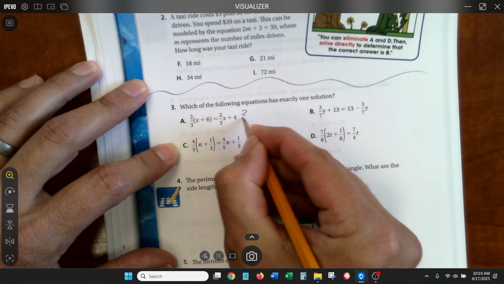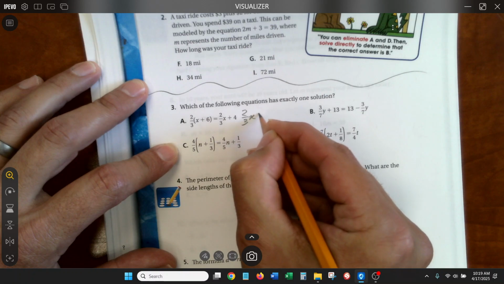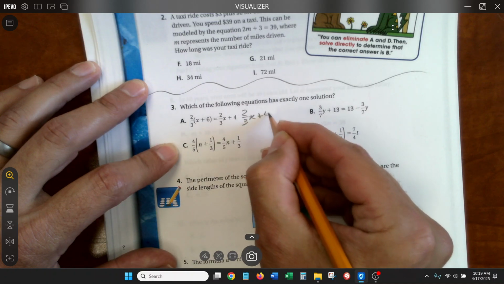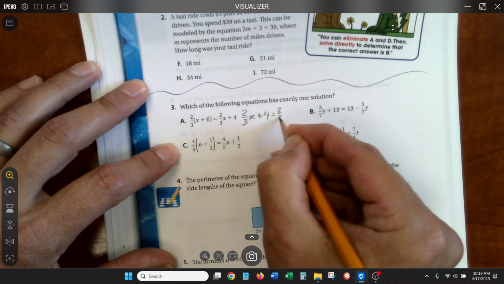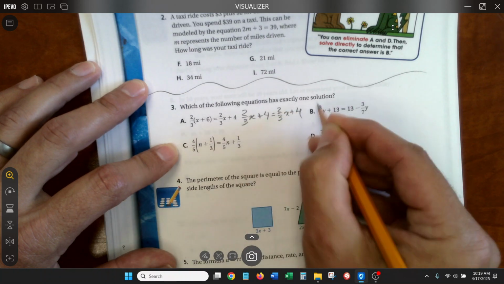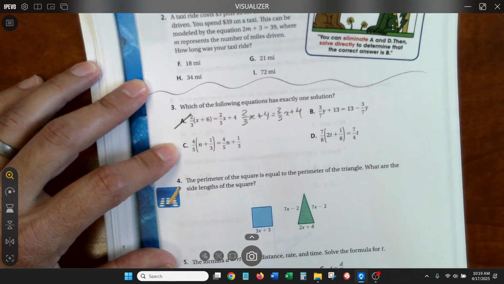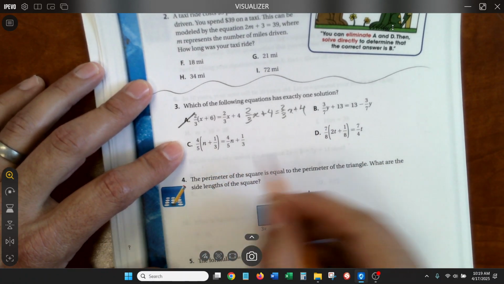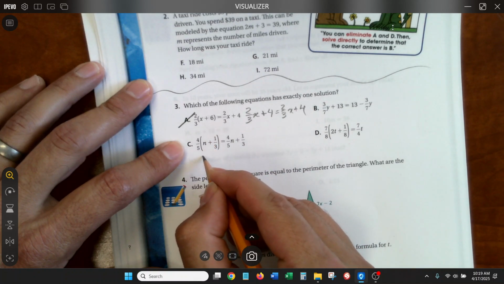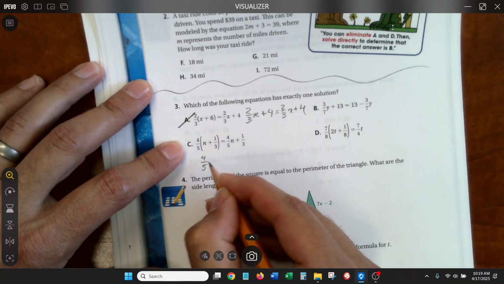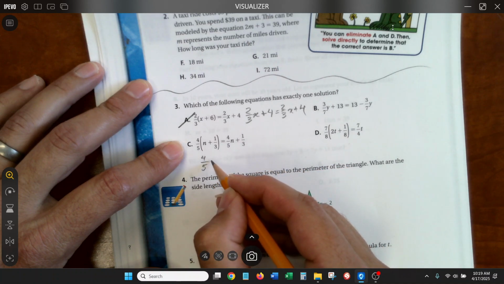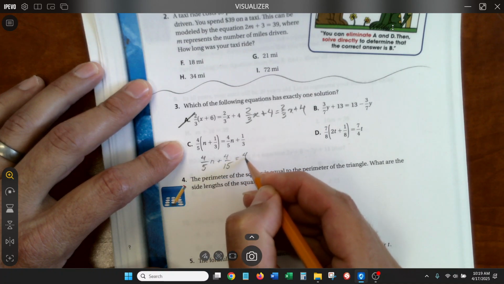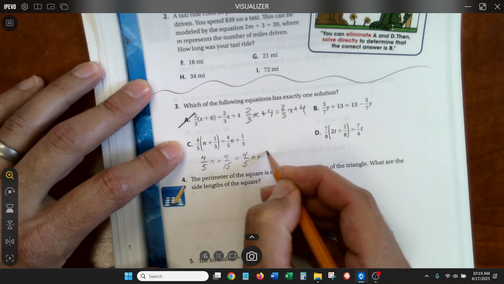at A and we distribute the 2/3, we get 2/3 x plus, and 2 times 6 is 12 divided by 3 is 4, which is equal to 2/3 x plus 4. That is an identity, so answer choice A is not our answer. But if we look at C and D, here if we distribute the 4/5, we have 4/5 n plus 4/15 is equal to 4/5 n plus 1/3.